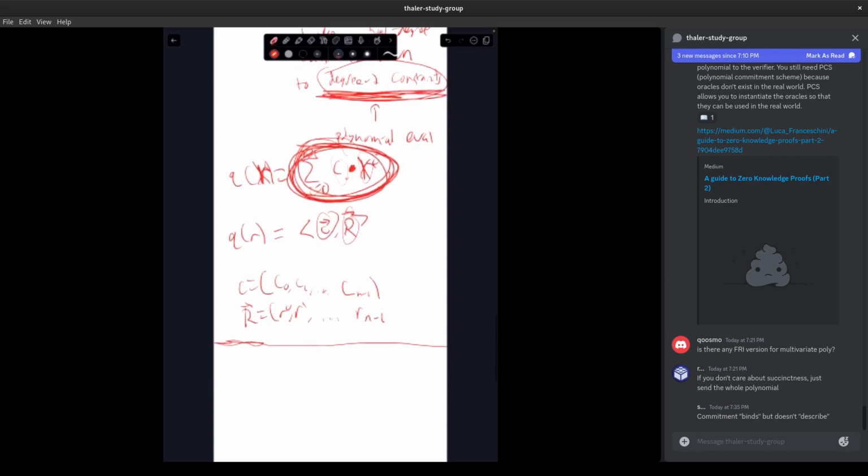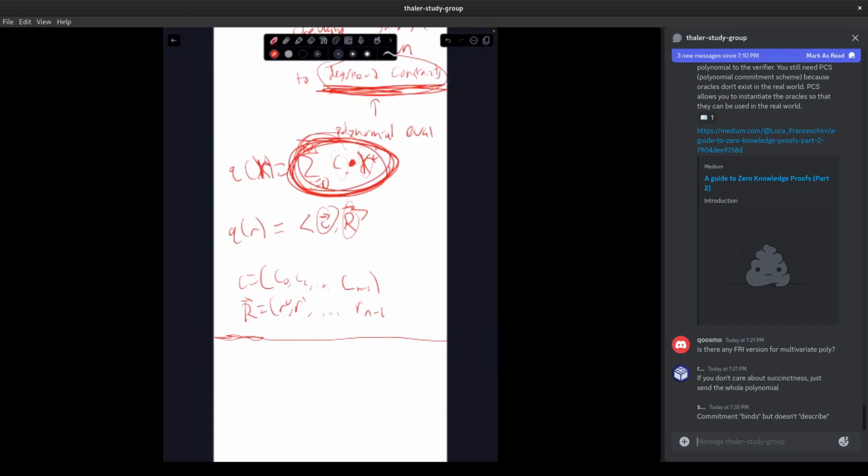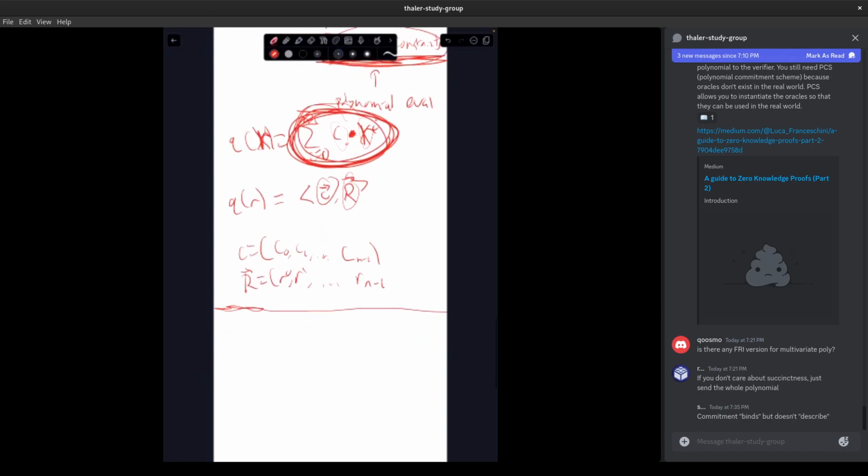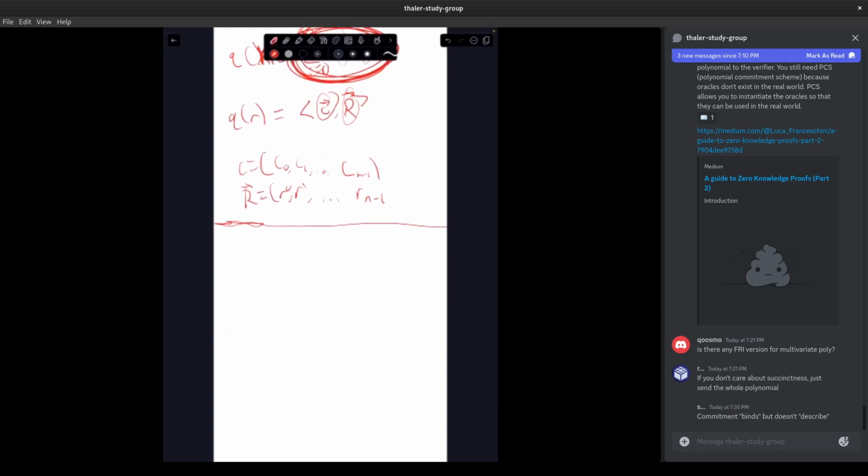I think I can get through most of this. I really don't want to go past 90 minutes. Last time we did like 2.5 hours, which is just not sustainable. So I'll try to get this all done in the next 35 minutes or so.